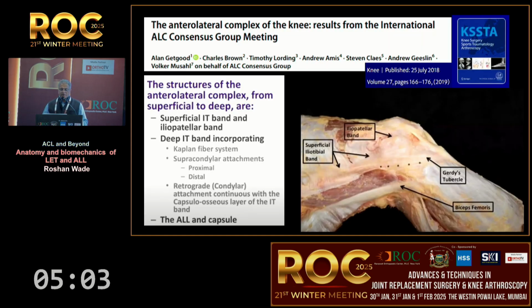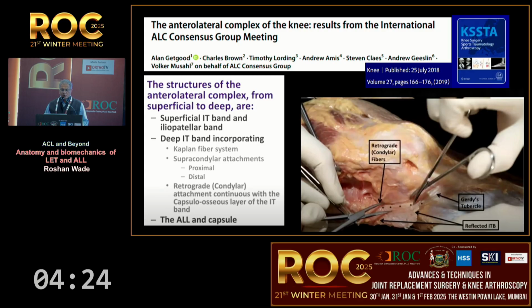So anatomically, when Stephen Claes described this as a ligament, the ALC consensus study group found a new part of the lateral collateral ligament, that is the superficial IT band. The new structures added were the Kaplan deep fiber system and the retrograde condylar attachment, continuous osseous layer. These are the new structures added to the posterolateral complex along with the ALL and the capsule. So now, beyond the previously described posterolateral complex, PLC, there is an anterolateral complex injury, and that needs to be tackled as deep fibers and the Kaplan fiber system so that you can get stability in your knee joint. And this could be superficial or deep, as described by different researchers.